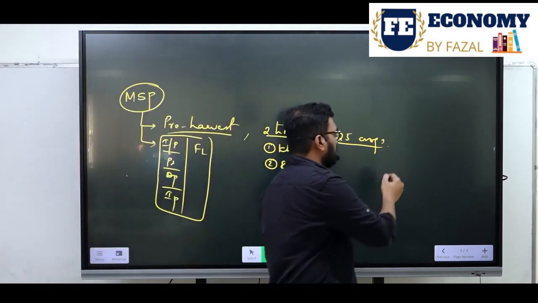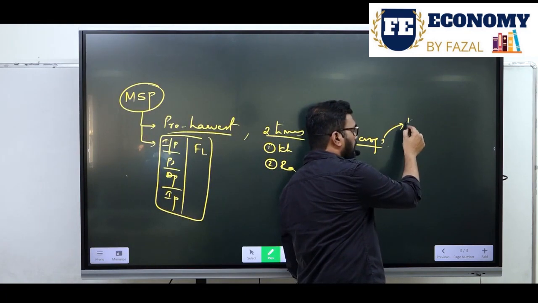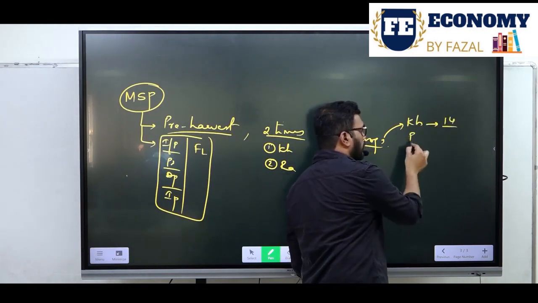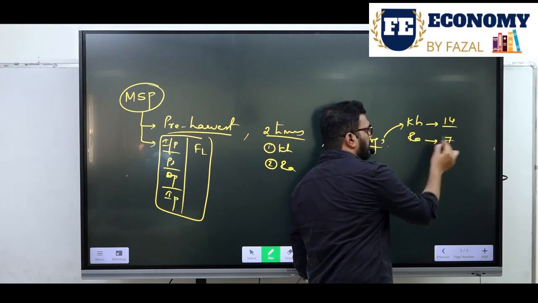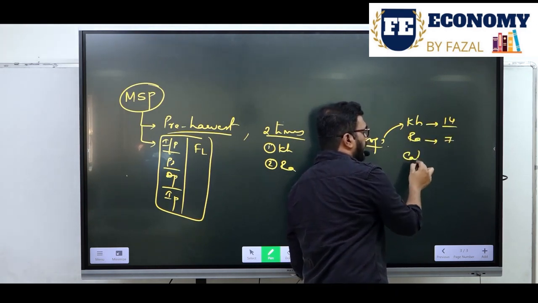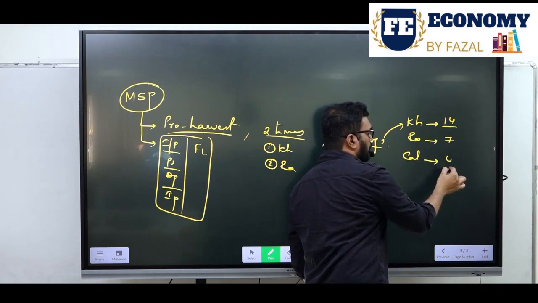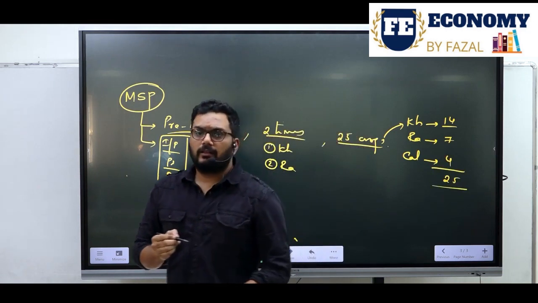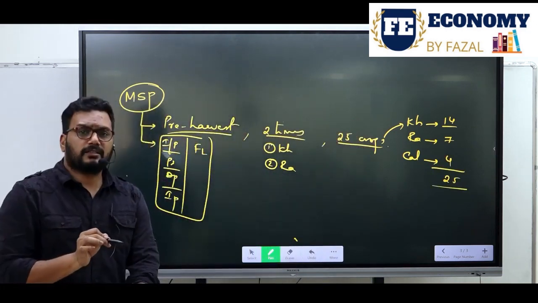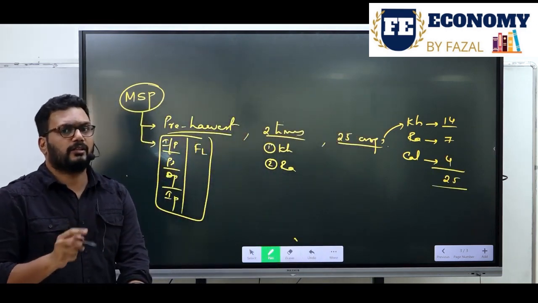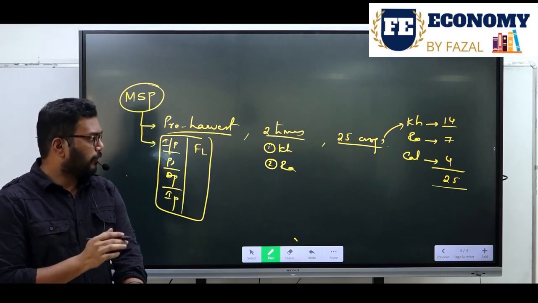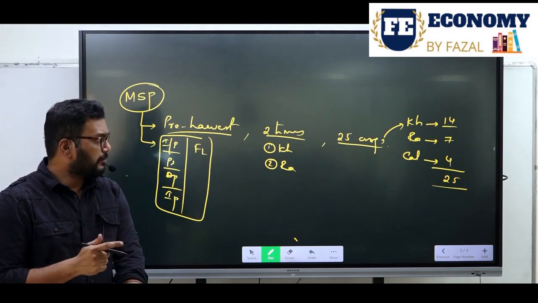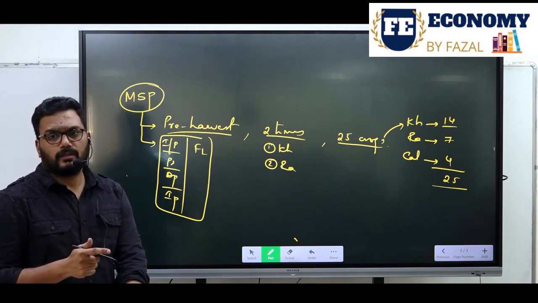How do we classify these crops? Kharif crops, which are 14 in number. Rabi crops, which are 7 in number. Next is calendar year crops, which are 4 in number. Put together, it is 25. For Kharif, it is 14, Rabi 7, calendar year crops 4.